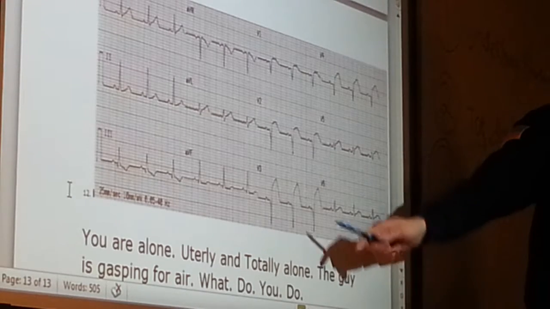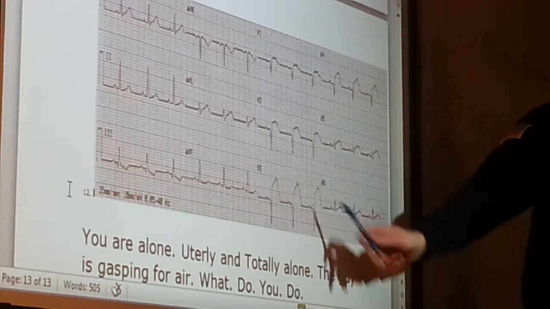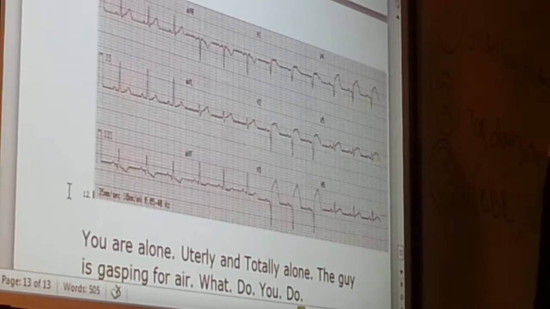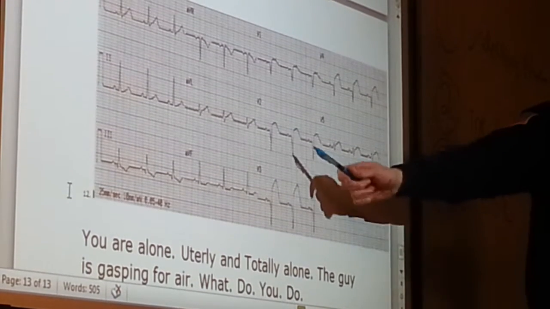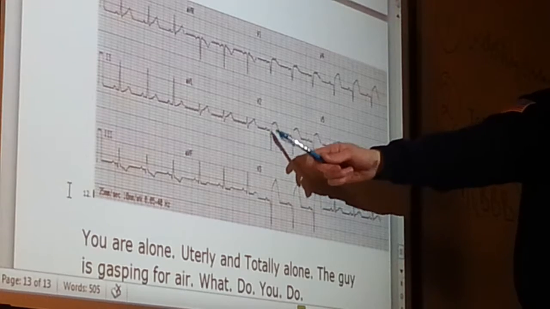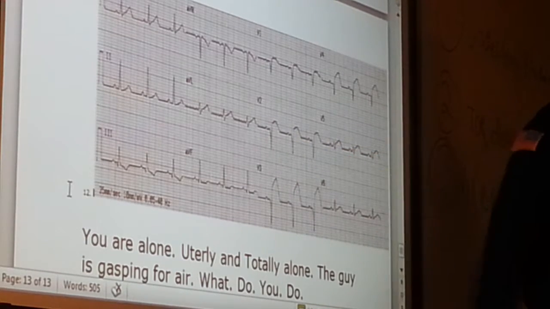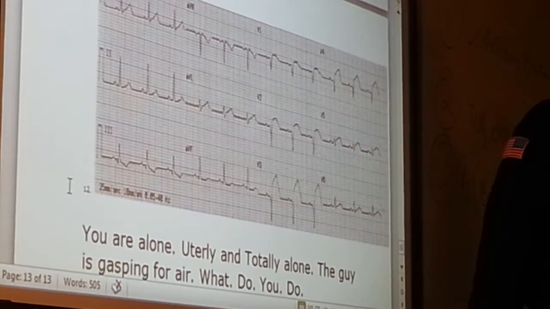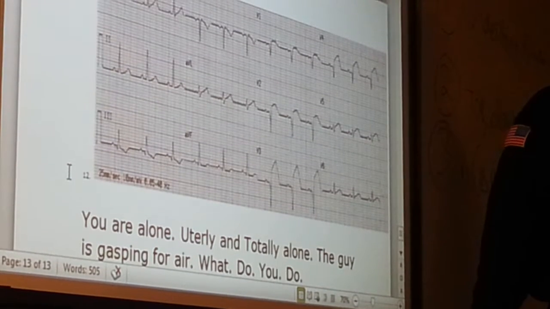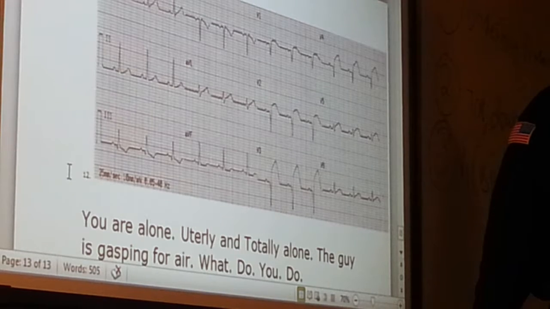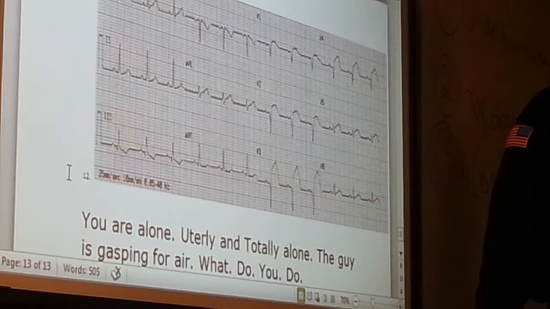Well, V3 is where it gets really crazy. But keep moving. Keep moving down, and remember, you don't skip. So V2, is there ST segment elevation in V2? Yes, that is clear ST segment elevation. Is there anyone in the room that doesn't see that? Because I will give you my glasses.